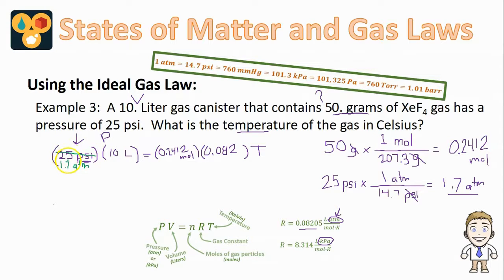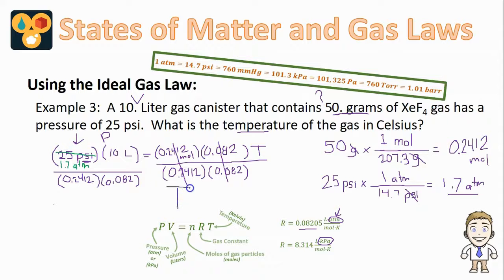Now all the numbers are plugged in with the proper units. I can end by simply doing the algebra and solving for T. Dividing both sides by 0.2412 and 0.082 leaves me with a final temperature equal to 859 Kelvin.